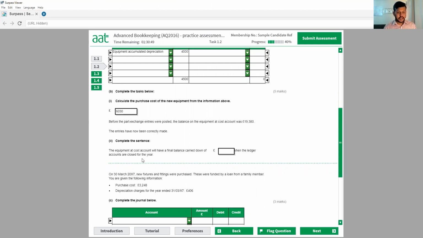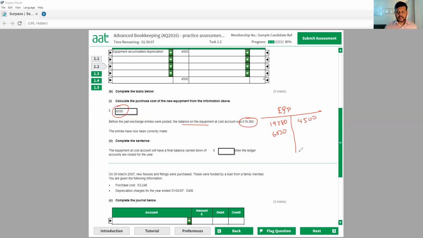All right, then the next one says, complete the sentence. The equipment at cost account will have a final balance carried down when the ledger accounts are closed. So how much will the equipment balance be? Let's have a look. Let's make a T account. So it said equipment. Okay, they said the opening balance. So we have 19,380. So opening balance, we have 19,380. And we sold the asset that cost 4,500. We buy the new asset that is 6030.